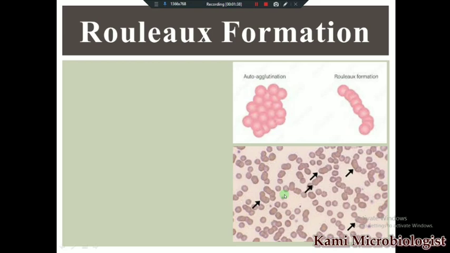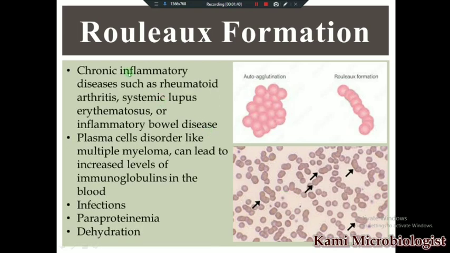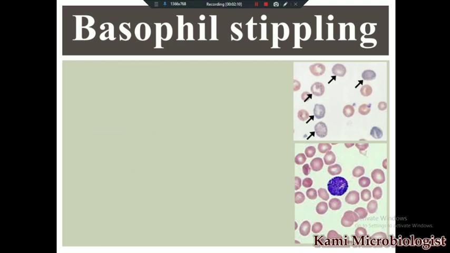And in which conditions will these cells be present? It will be present in case of chronic inflammatory diseases like rheumatoid arthritis, systemic lupus erythematosus, or inflammatory bowel disease. It will be present in case of plasma cell disorders, like multiple myeloma, that can lead to increased levels of immunoglobulins in the blood. It will be present in case of certain infections, paraproteinemia, and dehydration. So in these conditions the Rouleaux will be present.